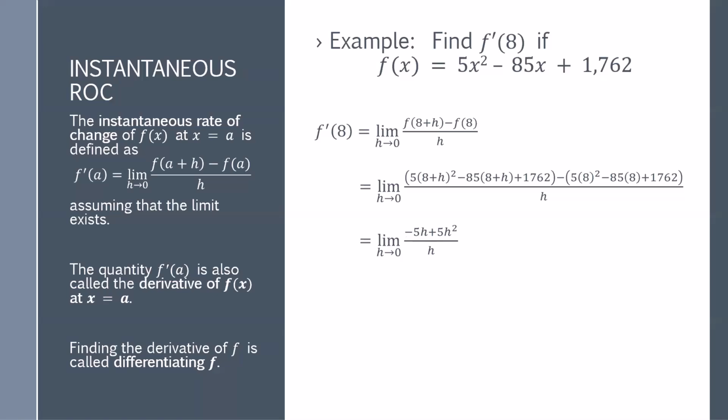Simplifying and collecting like terms, we end up with (negative 5h plus 5h squared) over h, which is the limit as h approaches 0, once we divide out the h's, of negative 5 plus 5h. Applying the limit, this derivative at x = 8 is equal to negative 5.